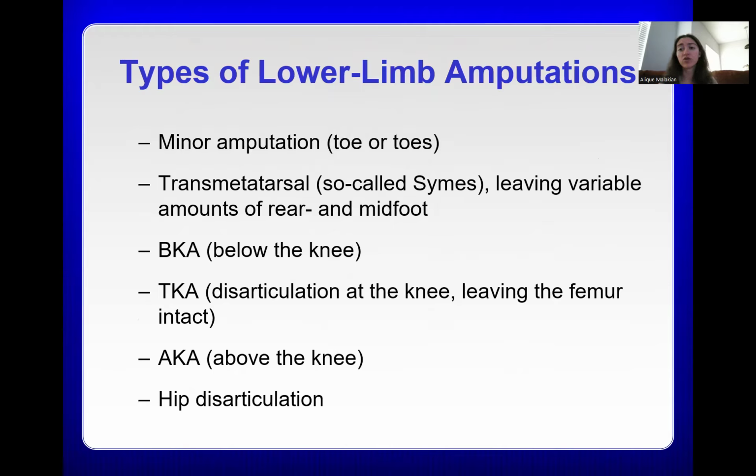So there are different types of lower limb amputations. Here's just a list of them, right? There's minor amputation of just the toes, transmetatarsal or so-called Syme's, leaving variable amounts of rear and midfoot, and then BKA, below the knee amputation, TKA, which is disarticulation at the knee, leaving the femur intact, AKA, above the knee, and then hip disarticulation. It goes without saying that the higher up the amputation is, the more high risk it is for that person to be physically inactive, go about a sedentary lifestyle. That tracks because you're losing more joints, right? So yeah, these are the types.